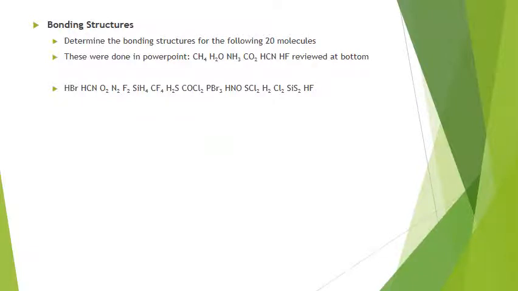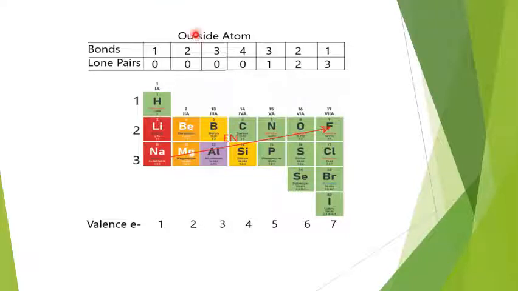And so one of the things that you have to keep in mind is this. When you figure out the structure bonding of a molecule, what you do is you come up with a skeletal structure. So you have a center atom and outside atoms. The outside atoms are the ones that you're going to give the bonds and lone pairs to.